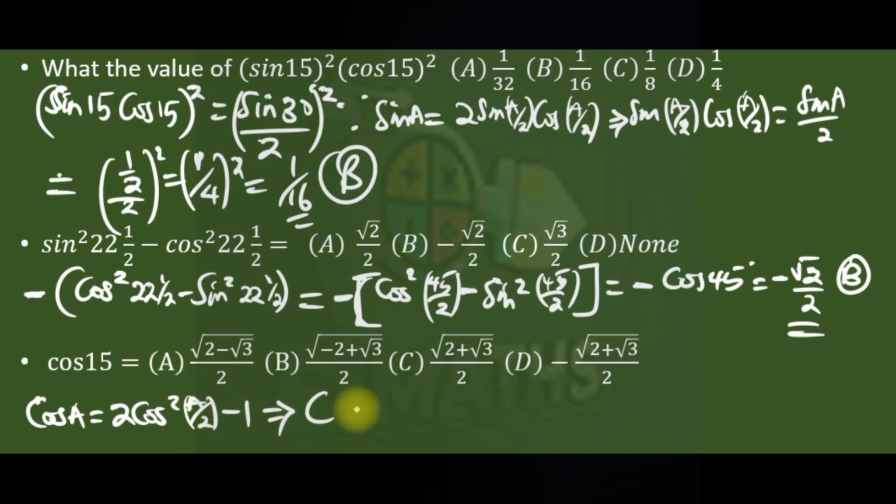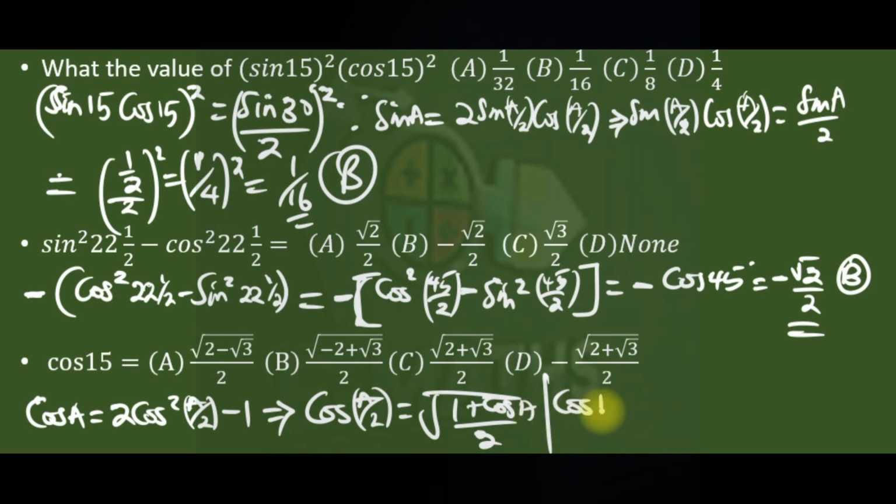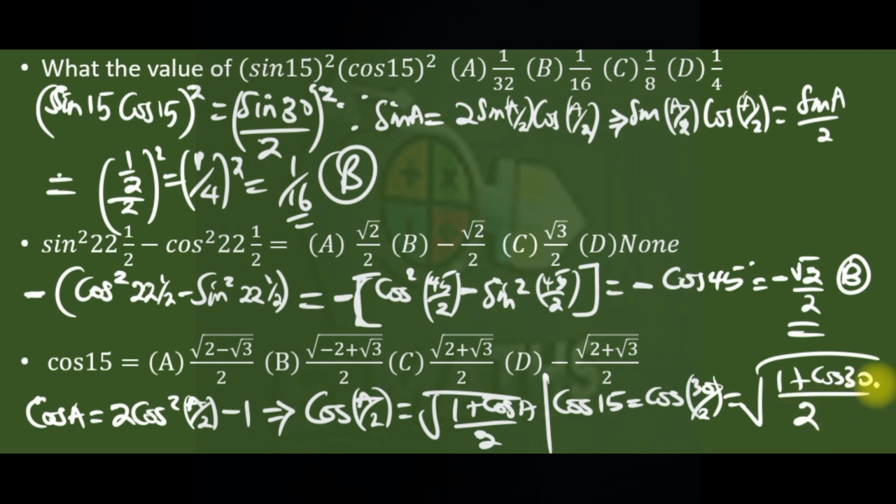So I'm saying that cos A over 2 is square root of (1 plus cos A) all over 2. So if you now put A as 30, cos 15 means cos of 30 over 2, which is square root of (1 plus cos 30) over 2. And cos 30 is root 3 over 2.